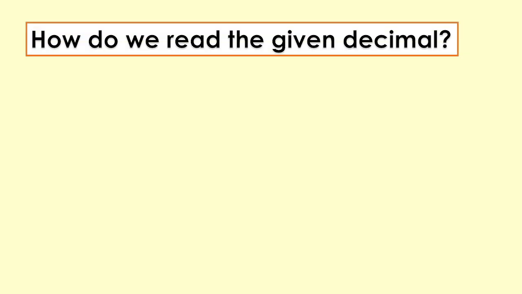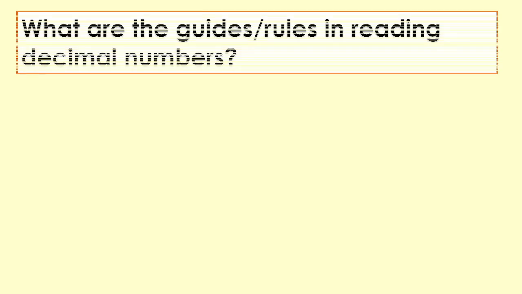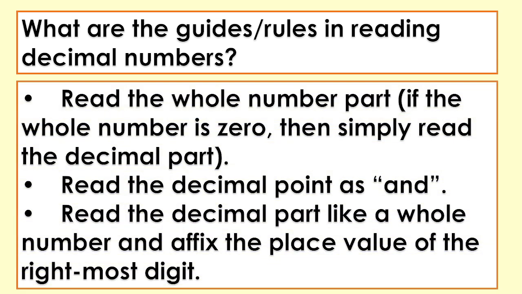How do we read the given decimals? 2.72 is read as 2 and 72 hundredths. What are the guides or rules in reading decimal numbers? Read the whole number part. If the whole number is 0, then simply read the decimal part. Read the decimal point as and. Then read the decimal part like a whole number and affix the place value of the rightmost digit.